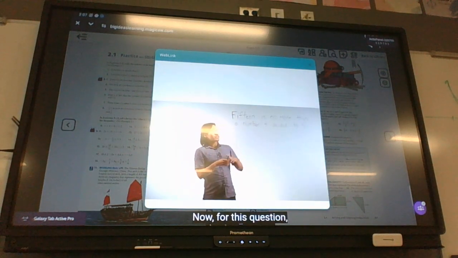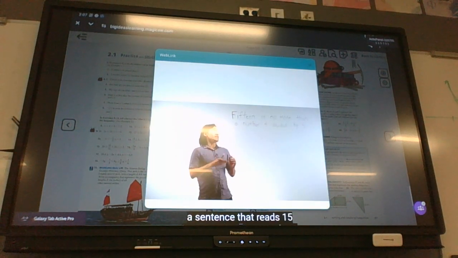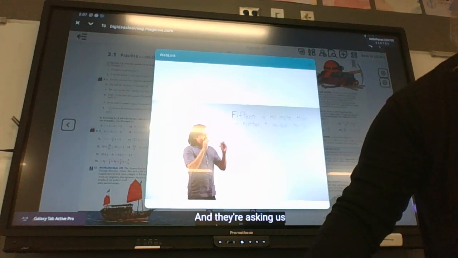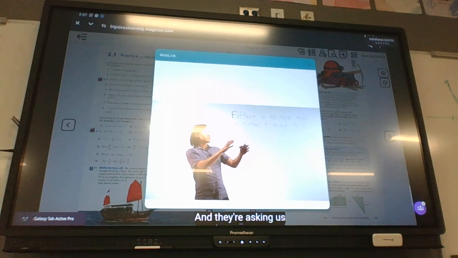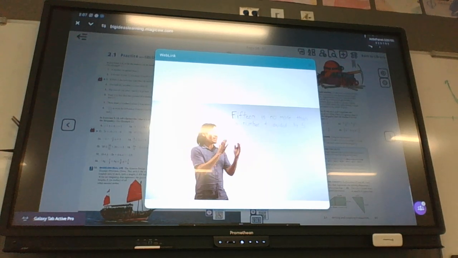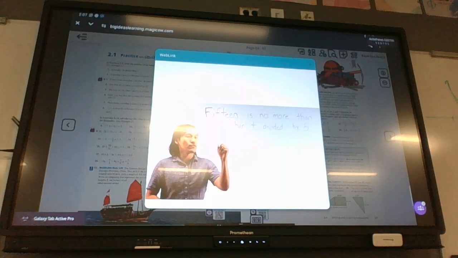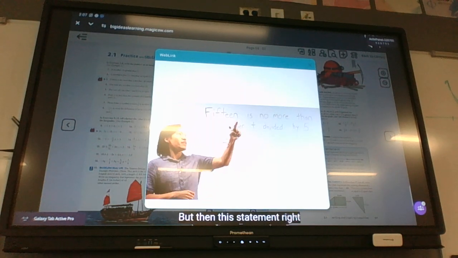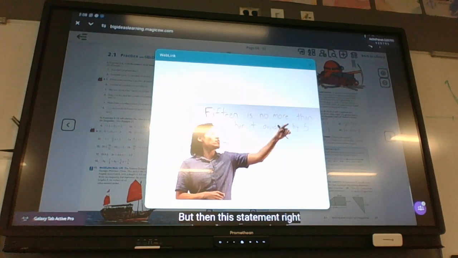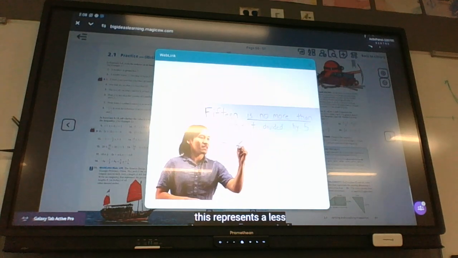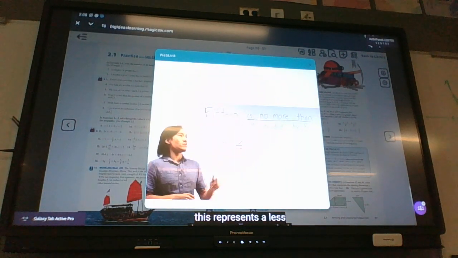Now for this question, they're giving us a sentence that reads 15 is no more than a number t divided by 5. And they're asking us to take the sentence and turn it into an inequality. So let's start from the beginning. 15, well, we just write 15. But then this statement right here is no more than. This represents a less than or equal to symbol.